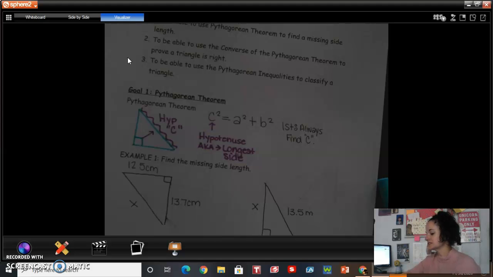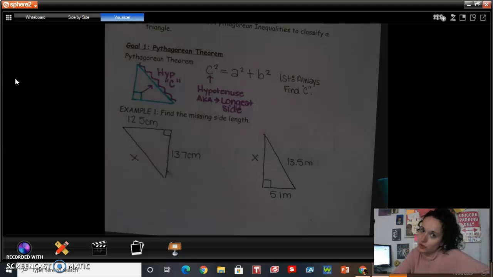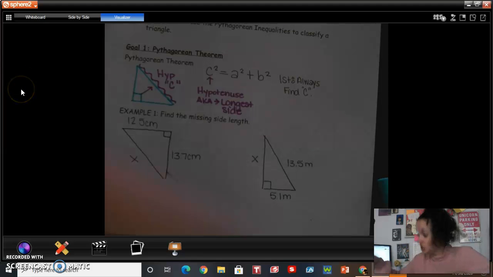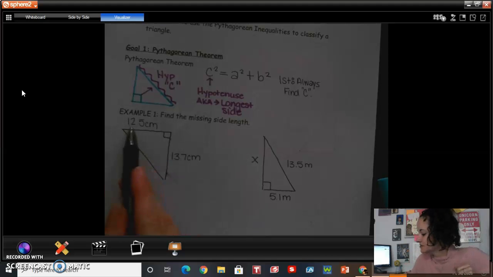So let's go ahead and practice that. This is example 1. You'll see problems like this on your Google Form homework assignment. You'll have 10 of them, and 2 of them are right here worked out in your notes. So find the missing side lengths. Let's start with this one right here, a right triangle that has side lengths 12.5, 13.7, and x.